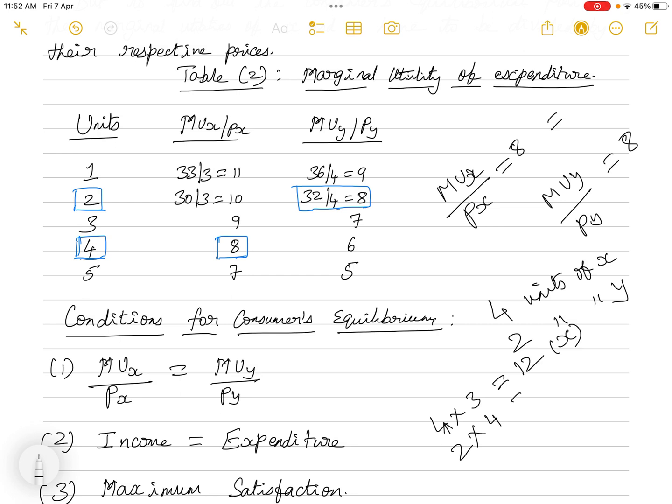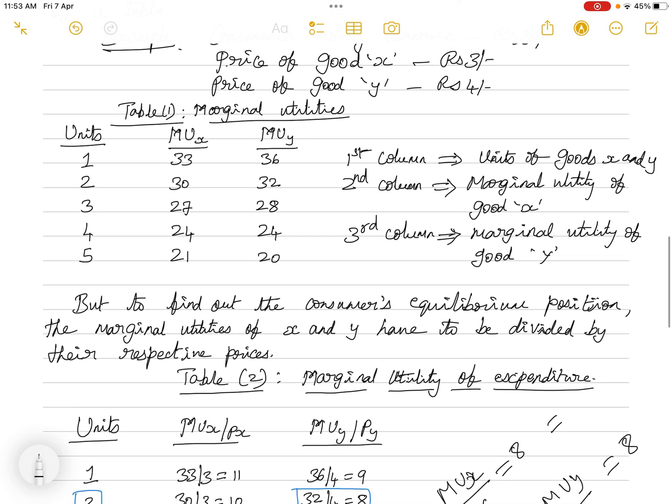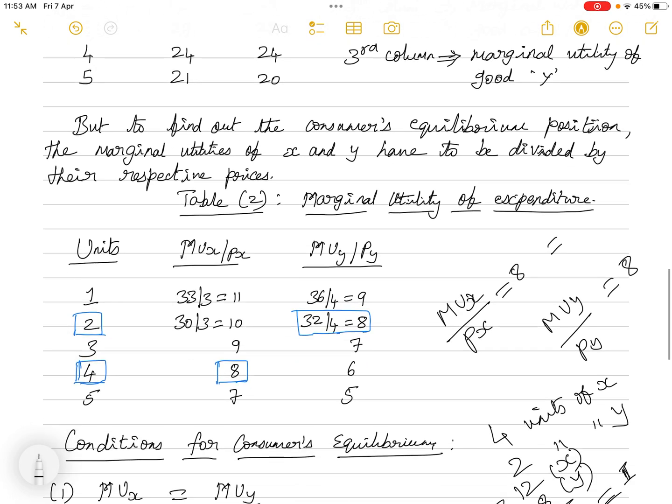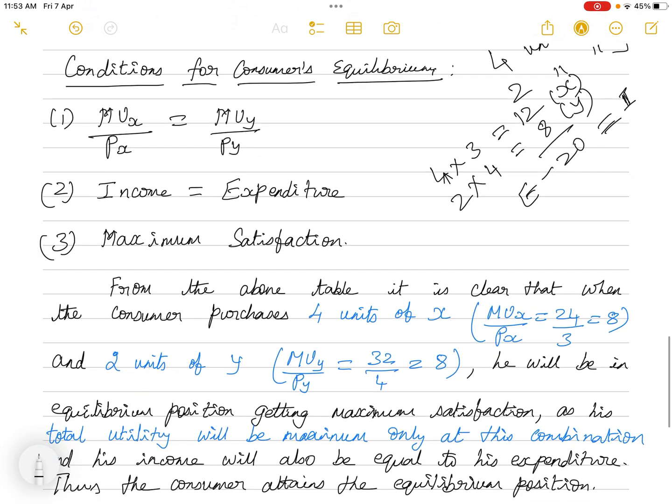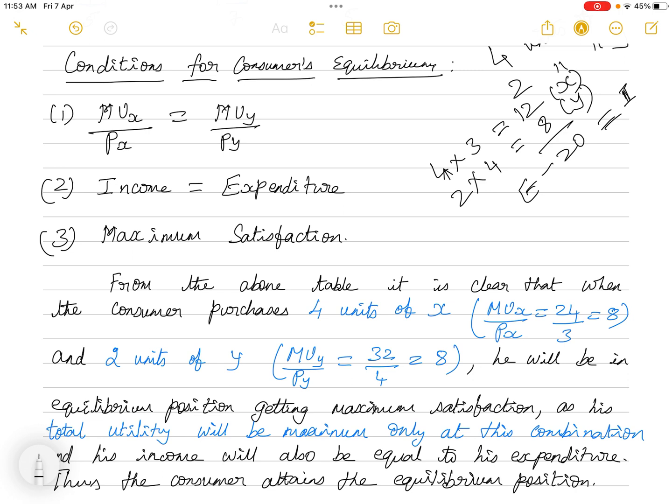Okay, and what is the price of commodity y? 4. So when he purchases 2 units of commodity y, he spends 8, so his total expenditure is 20, isn't it? So this is equal to his income. We have assumed his money income to be 20. Okay, so this is what it is.